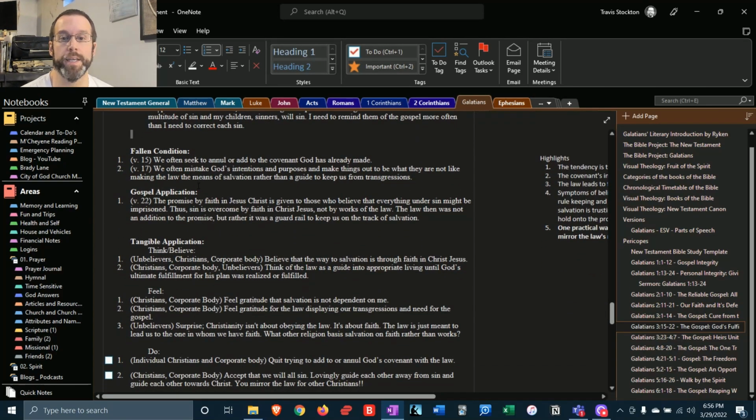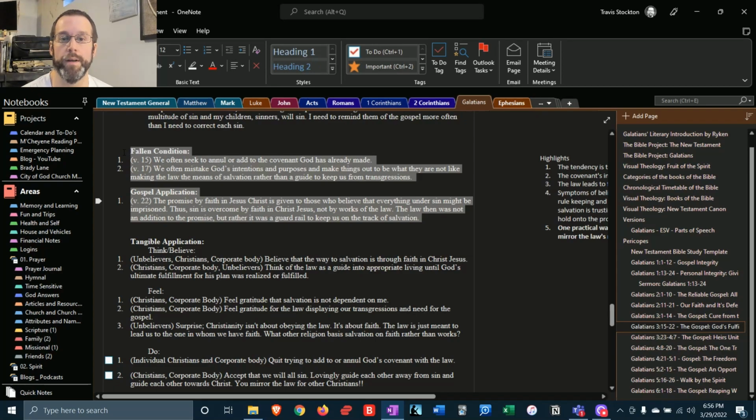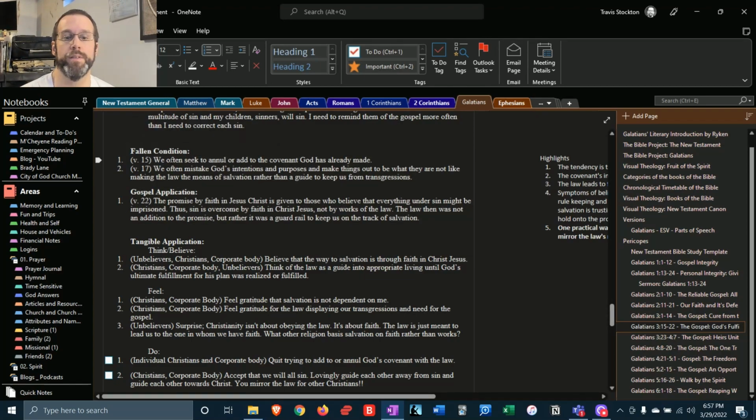And then fallen condition and gospel application. These are an important part of what I do when I study a passage. If nothing else, this is probably one of the more important parts to me personally. I look at the fallen condition that's true of the original audience or author, and what the gospel application is from the original audience or author. And then how does that apply to me or to the audience that I would be sharing the passage with?